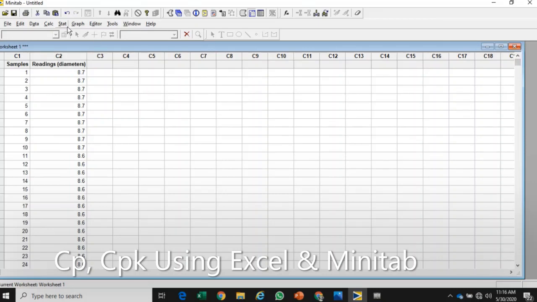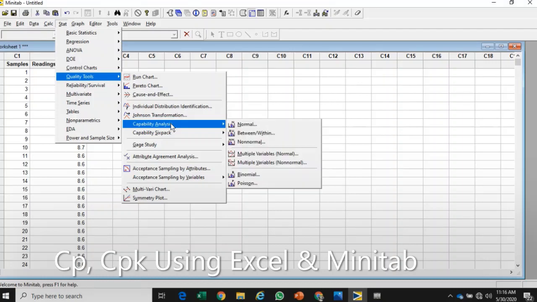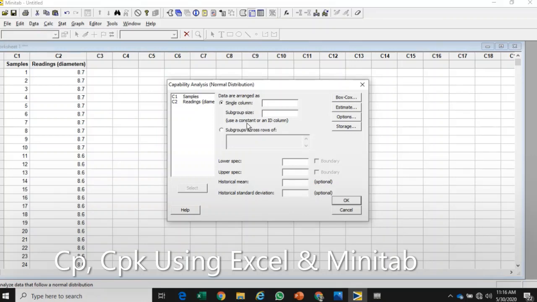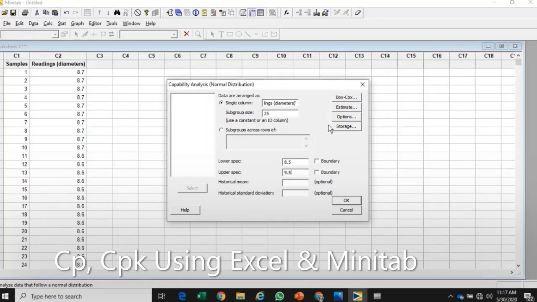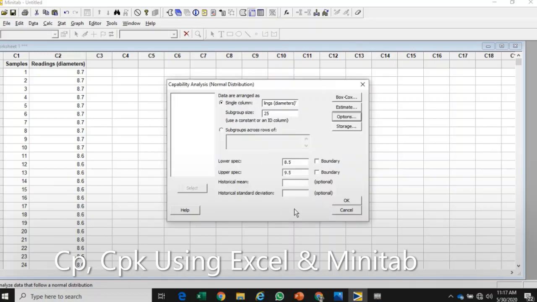So you go to Start, Quality Tools, and in the Quality Tools you have Capability Analysis. Pick this up, and Normal, since my data is normal. The reading is a single column, so I'm going to select Reading diameter. Subgroup size is 25 for me, lower specification is 8.5, upper is 9.5. You can also go to Options and set the target as well. Here the target is 9, and click OK.